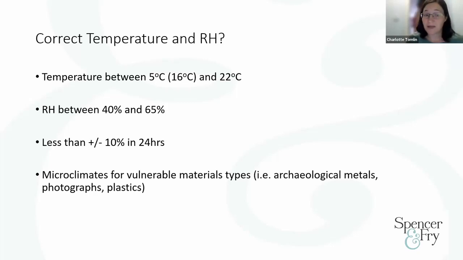RH, for a mixed collection, we generally say between 40% and 65%. 65% is the mold threshold, so you don't want to be going above that. 40%, any lower and you're getting into quite dry territory that some objects love, but most start to dry out and crack. So that's what we say for a general museum collection.